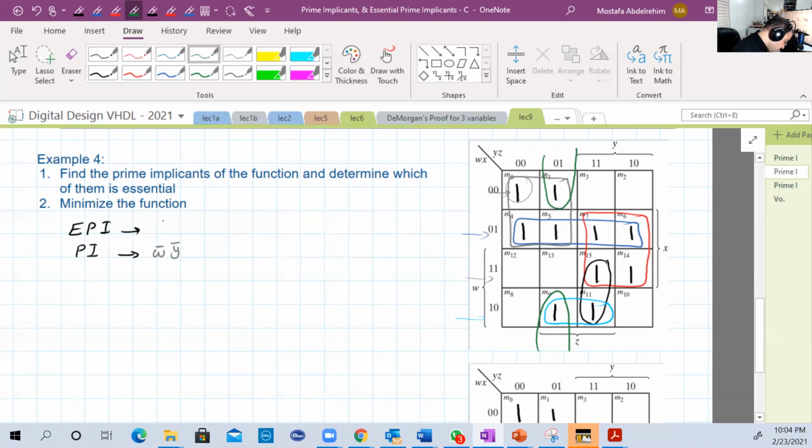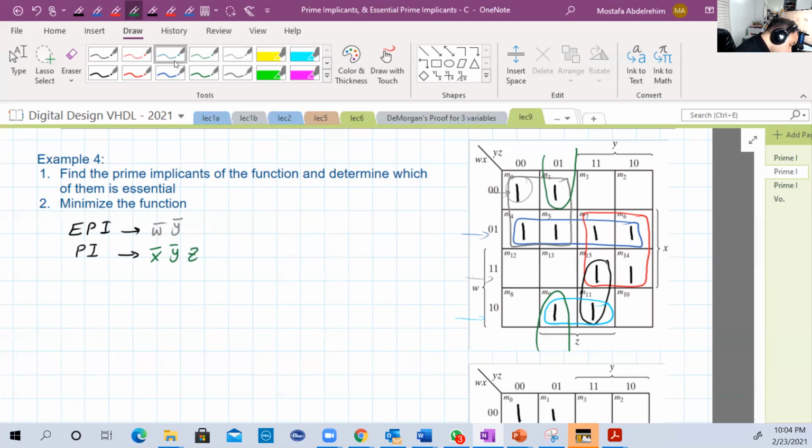Sorry, so the gray is essential. So let's write them. I just wrote it with the other one. Very sorry. Good. Okay, the green is not essential because it has two ones, one of them with the cyan, one of them with the gray. So the green is W is changing, X bar is not changing, Y bar is not changing, and Z is not changing.